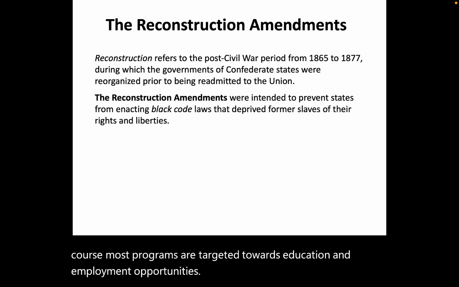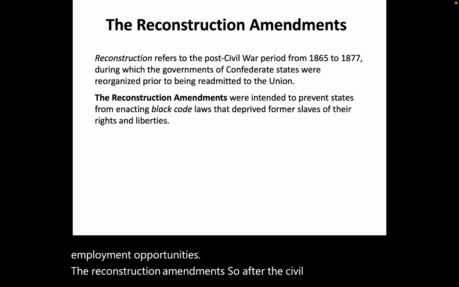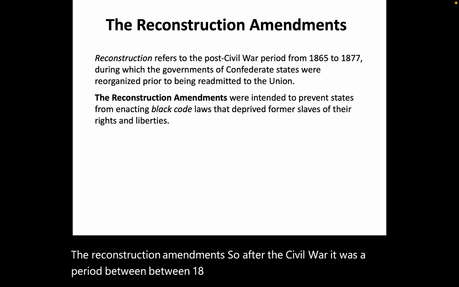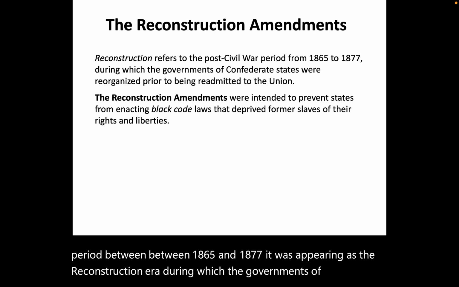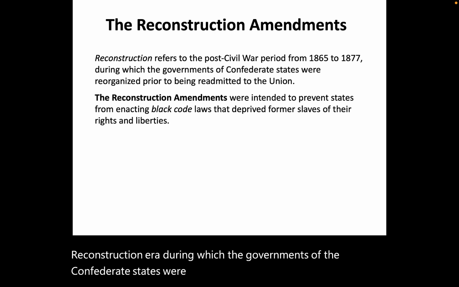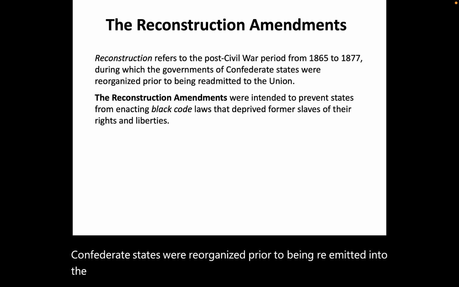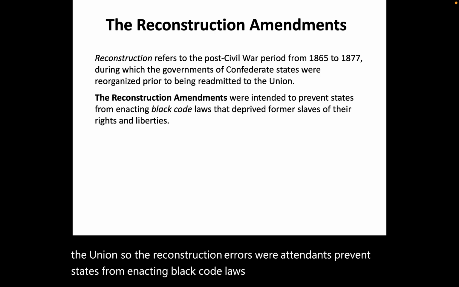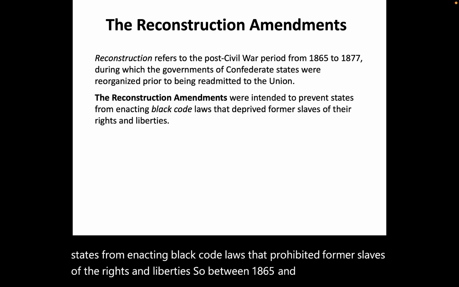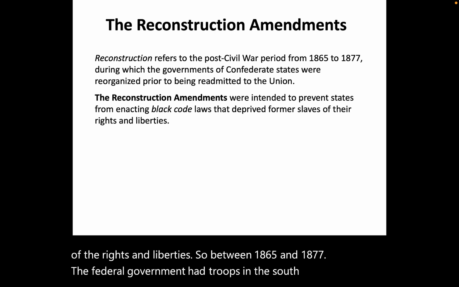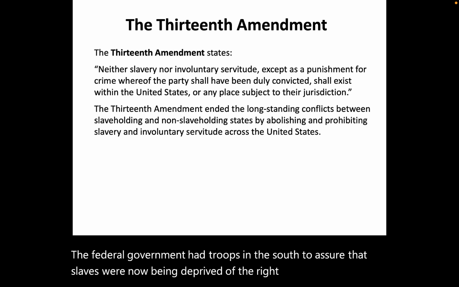The Reconstruction Amendments. After the Civil War, there was a period between 1865 and 1877 known as the Reconstruction era, during which the governments of the Confederate States were reorganized prior to being readmitted into the Union. The Reconstruction era was an attempt to prevent states from enacting Black Code laws that deprived former slaves of their rights and liberties. Between 1865 and 1877, the federal government had troops in the South to ensure that slaves were not being deprived of their rights and liberties.